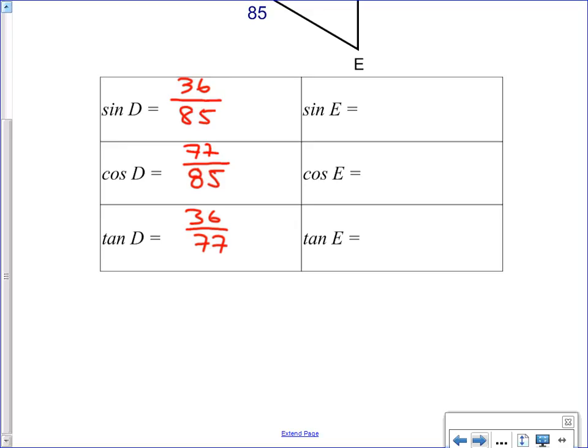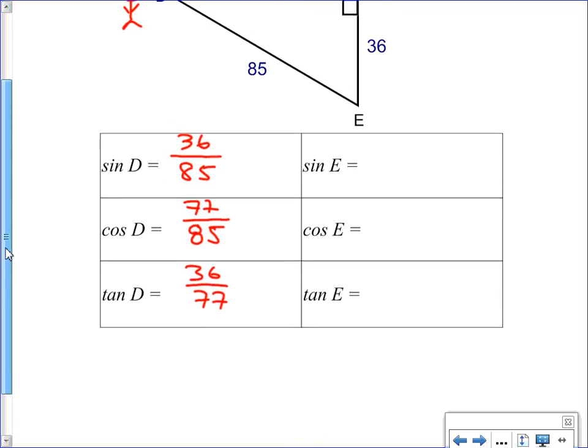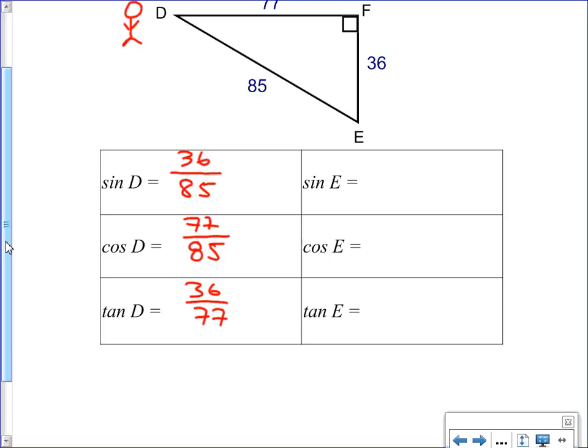The second acute angle over there is E. Is it 36 over 85 for tangent? You got it? Because the tangent doesn't have the hypotenuse. True? Excellent.